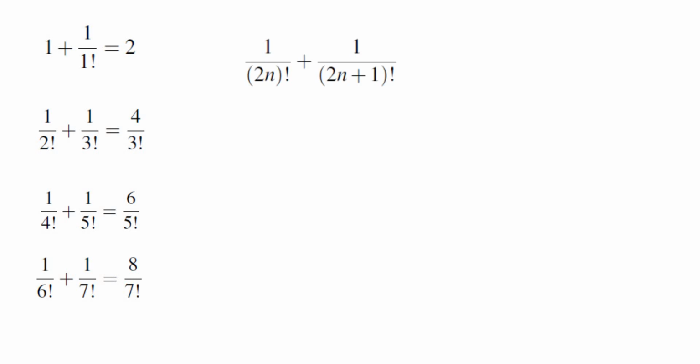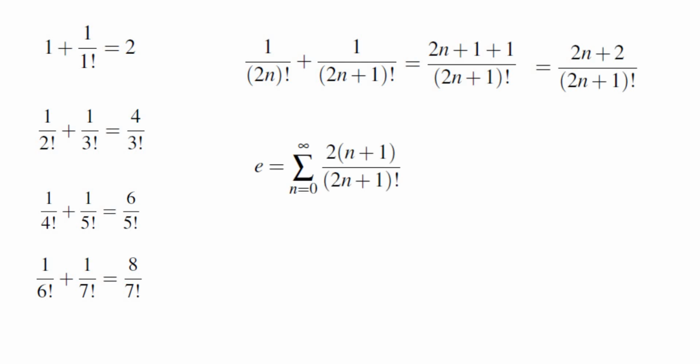In general, if I look at 1 over (2n) factorial plus 1 over (2n plus 1) factorial and take the common denominator, I would get 2n plus 1 in the numerator, which is 2 times (n plus 1), divided by (2n plus 1) factorial. So that means this sum is going to be e. The sum of 2 times (n plus 1) over (2n plus 1) factorial is exactly e. If I change n to n minus 1, I would get 2n on top and (2n minus 1) factorial at the bottom. But this time n starts from 1 to infinity since I changed n to n minus 1.